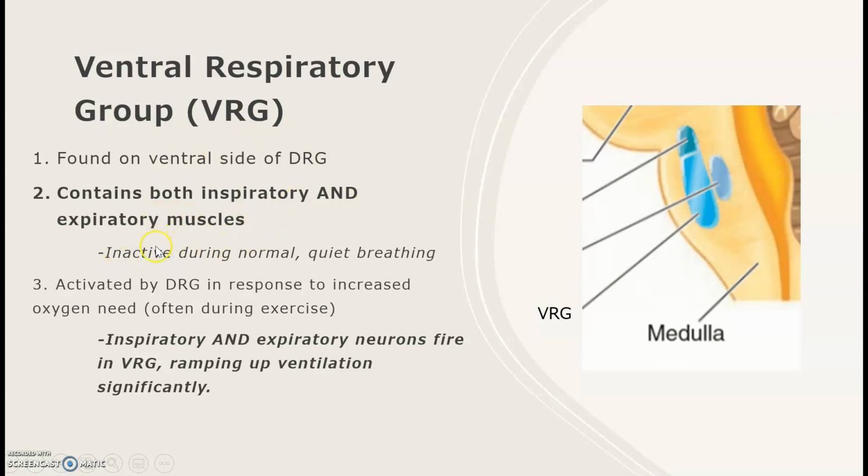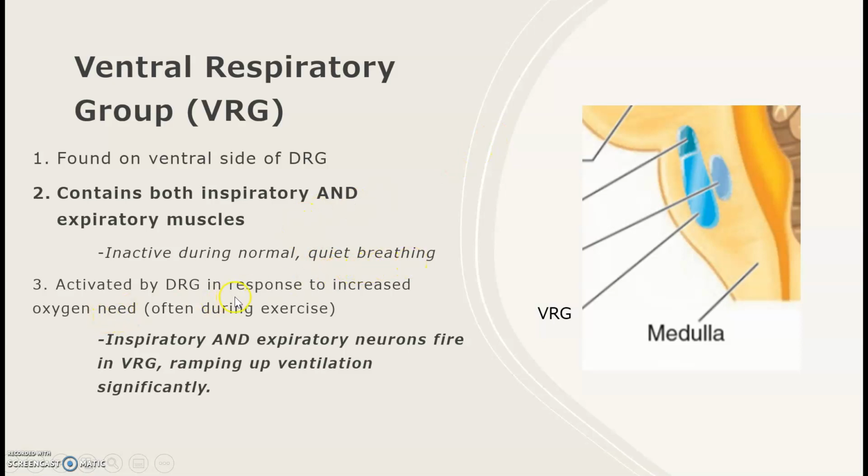And this is actually inactive during normal breathing. So these don't really function when you're breathing normally like you will be right now. So right now, your DRG is more activated, where in my case, I'm controlling both my inspiratory and expiratory muscles, so that's being controlled more by higher regions of the brain, which we'll talk about later.